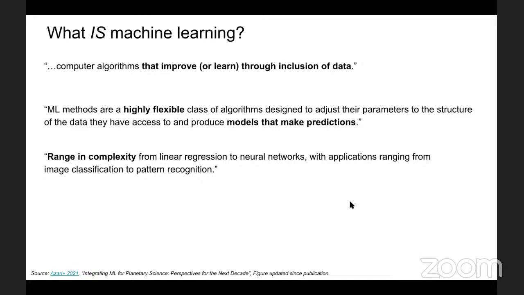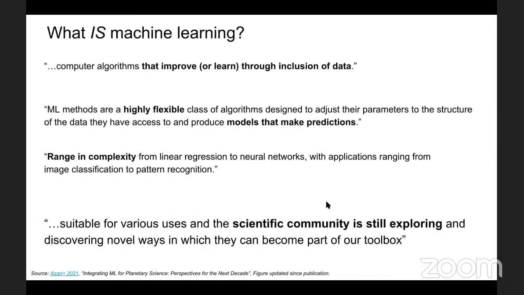And applications really range across the board. And this is where it comes in for this discussion, which is how these methods are suitable for us in the scientific community is an area that we're still exploring. And we're still discovering novel ways in which we can use these as they become part of our toolbox. So given this, I want to move towards, who's publishing and what are they publishing in regards to machine learning. Next slide.